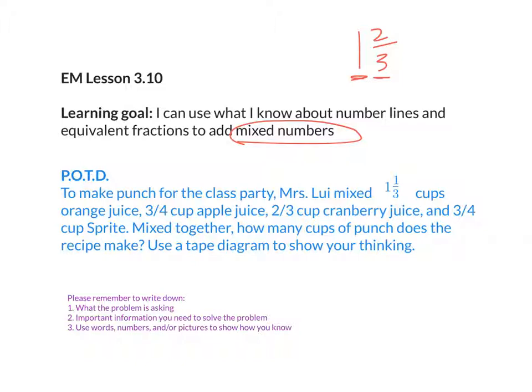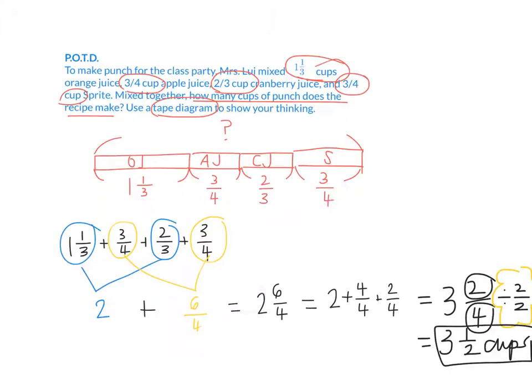Aradna, what's another mixed number? Two and 4/5. Yeah, it has a whole number part and a fraction part. So today we're going to be learning how to add mixed numbers. Okay?